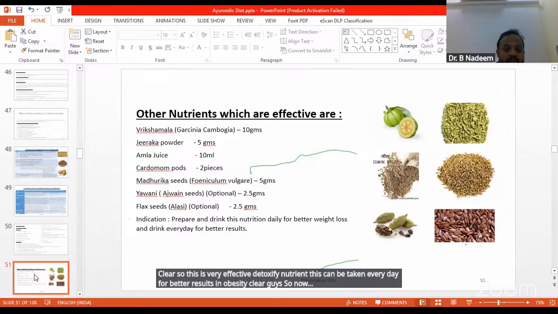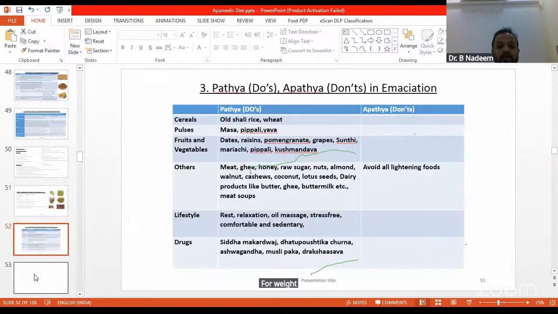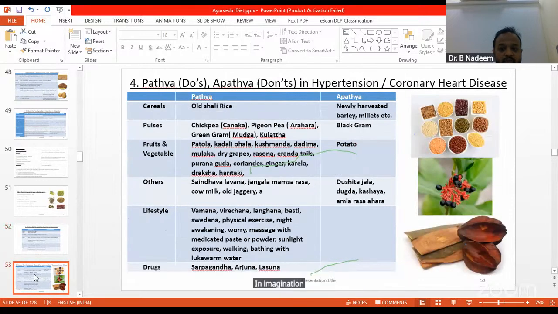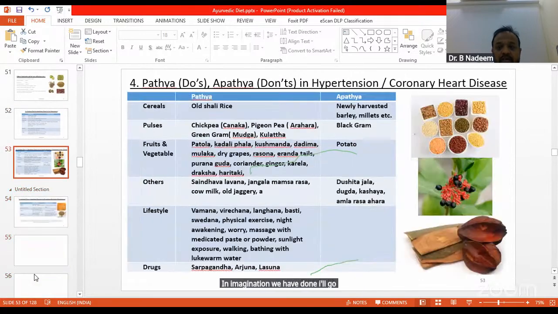So now, okay, other nutrients which can be taken are Vriksha Amla, Jeeraka powder, Amla juice, cardamom pods, Madhurika, Yavani, that is Ajwain, okay, flax seeds, all these can also be taken for weight loss, okay. So I'll just take another 3 to 4 more slides for other diseases. In emaciation we have done, I'll go with the coronary heart disease, okay.